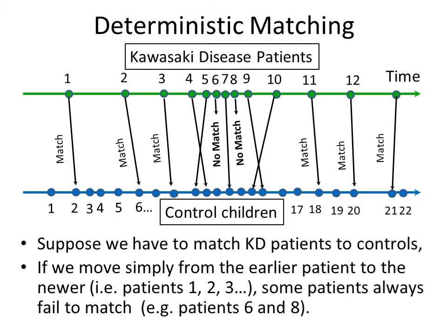In such a study, we have to match Kawasaki disease patients to control subjects on the timeline. If we move simply from the earlier patient to a newer patient, some patients always fail to match. For example, patients 6 and 8 in this example.